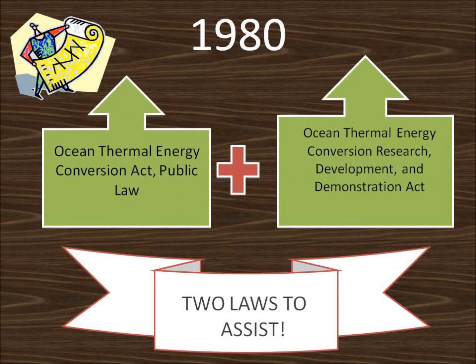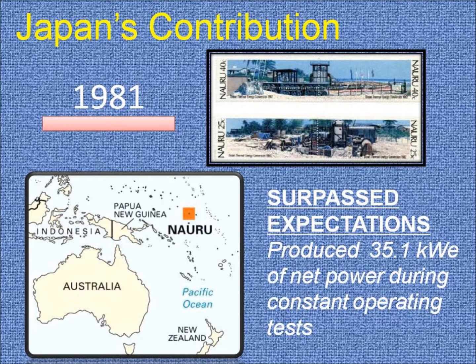There were two laws that were created to promote the OTEC technology in 1980. The first one, the Ocean Thermal Energy Conversion Act. This act provided the National Oceanic and Atmospheric Administration the authority to license the construction, ownership, location, and commercial operations of OTEC facilities. The other law that was created in 1980, the Ocean Thermal Energy Conversion Research, Development, and Demonstration Act, was a bill that helped to establish within the Department of Energy an accelerated research and development program to foster the early use of ocean thermal energy conversion facilities.